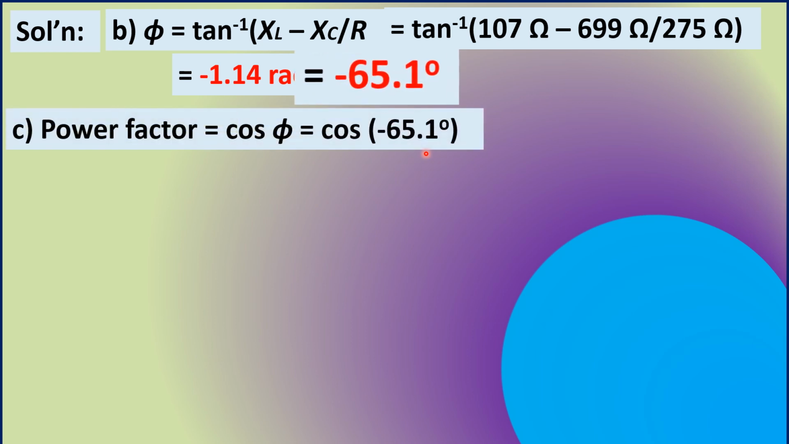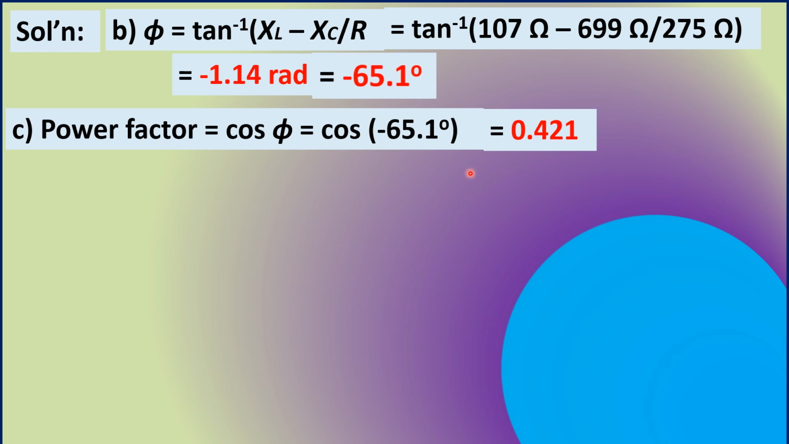And for question letter C, we are looking for the power factor, which is simply the cosine of the angle phi, or cosine of negative 65.1 degrees. The power factor in three decimal figures is equal to 0.421. It's a unitless number.